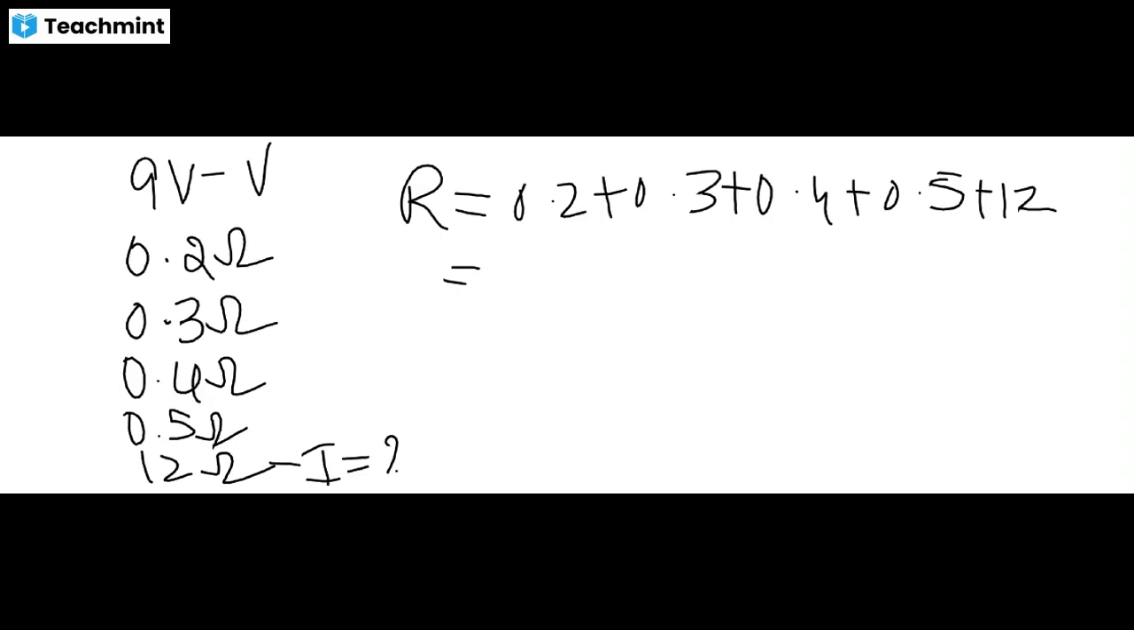No, calculate the resistance correctly. 0.2 plus 0.3 is 0.5, 0.4 plus 0.5 is 0.9, so that makes 1.4, and the total will be 13.4 ohms. Now calculate the current.